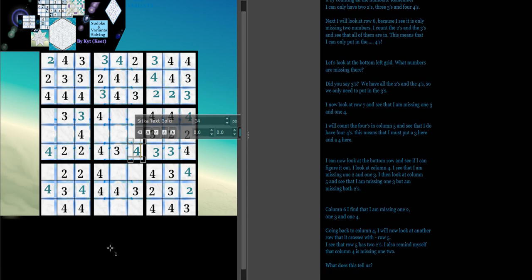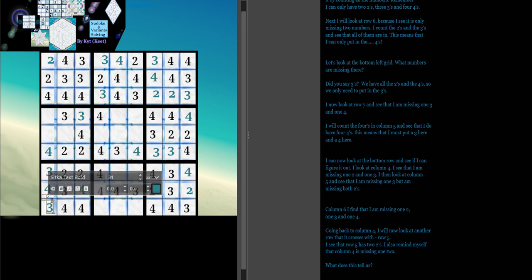Let's look at the bottom left grid. What numbers are missing there? Did you say 3's? We have all the 2's and 4's, so we only need to put in the 3's.